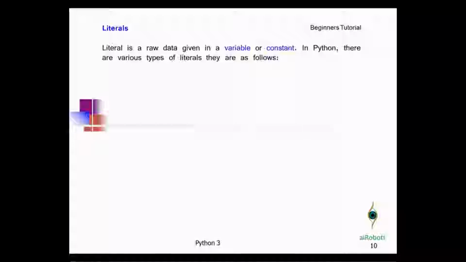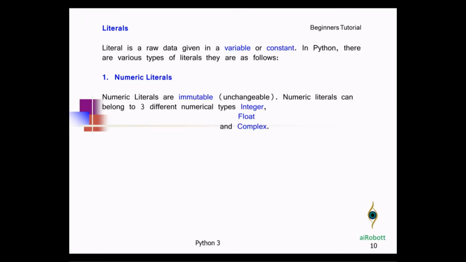Okay, next see the literals. Literals are the raw data given in a variable or constant. In Python, there are various types of literals. They are as follows. Number one is numeric literals. Numeric literals are immutable. Immutable means it is unchangeable. Numeric literals can belong to three different numeric types: integer, float, and complex.